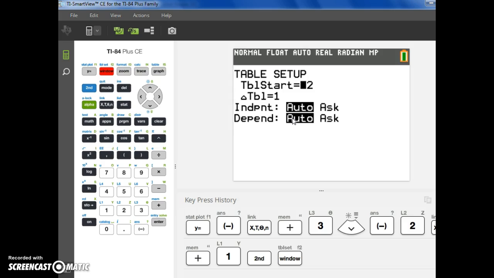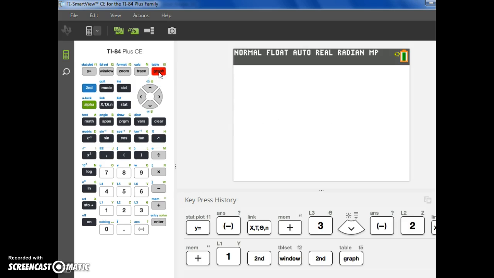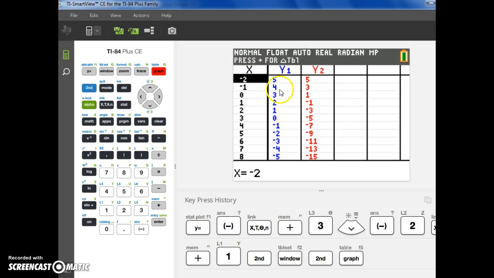All right, now what we need is the actual table itself. So to get the table, we do second graph, and that will pull up the table. And then we can just take these values. This is y sub 1, that's the first equation. We have the negative x plus 3. And then this here is y sub 2, which is the negative 2x plus 1. And we can transfer those over to the table.